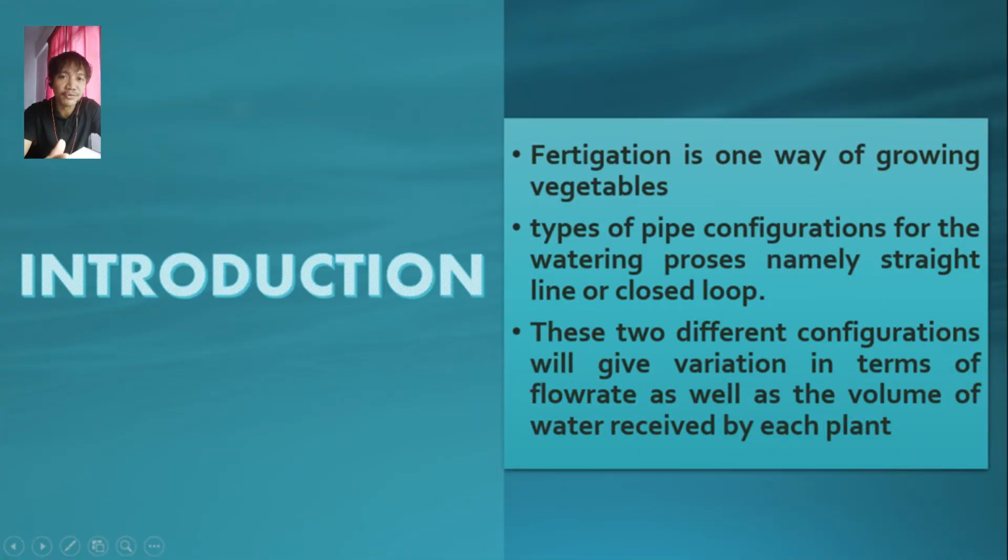Okay, now we're going to our introduction. For this assignment, we're presenting about fertigation. So what is fertigation? Fertigation is one way of growing vegetables with the advantage of minimizing the amount of watering. There are two types of pipe configuration that may be applicable for the watering process, namely straight line and closed loop. These two configurations will give variance in terms of flow rate as well as the volume of water received by each plant. This situation later will affect the quality of the plant itself. So that is for our introduction.